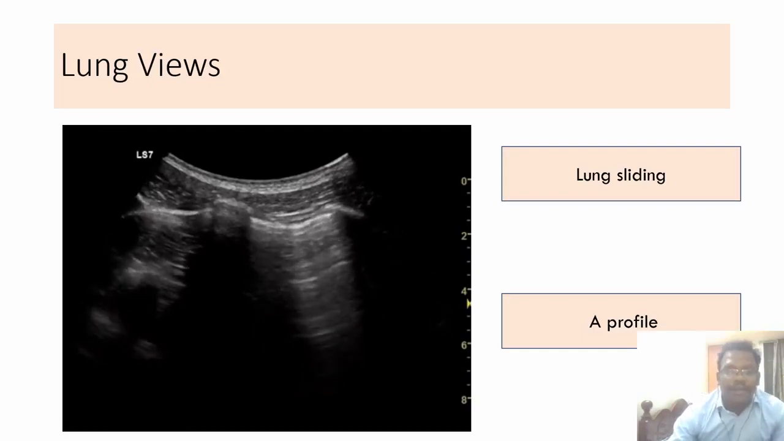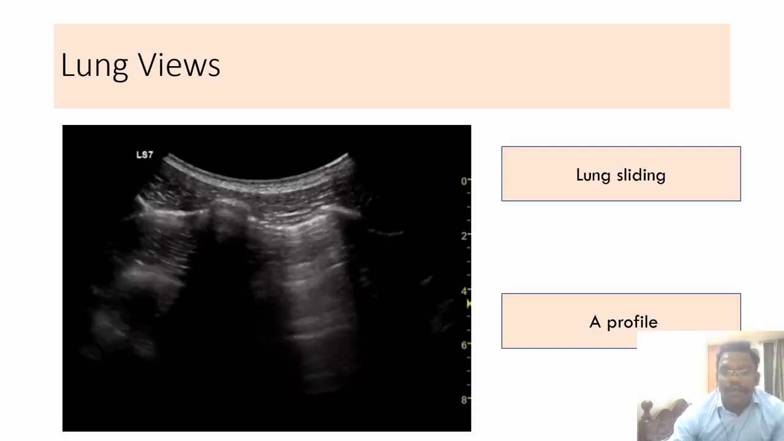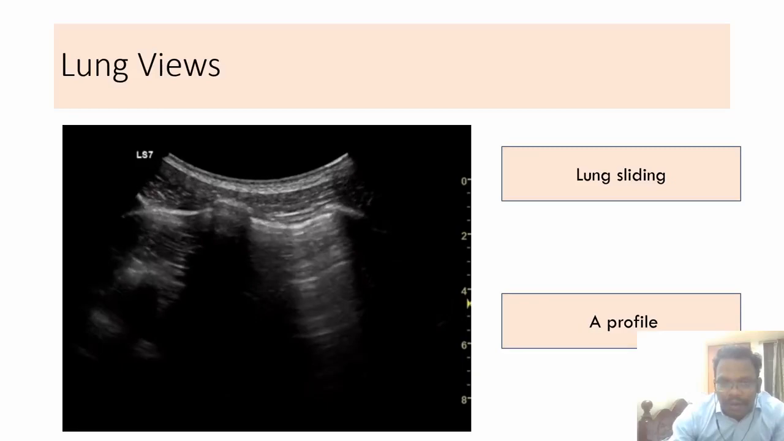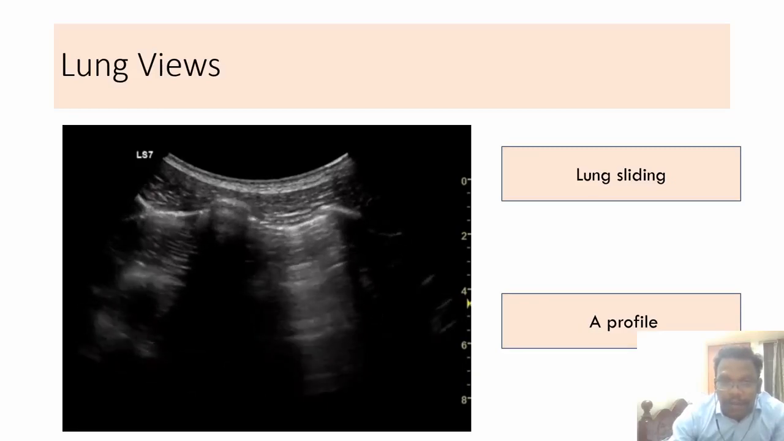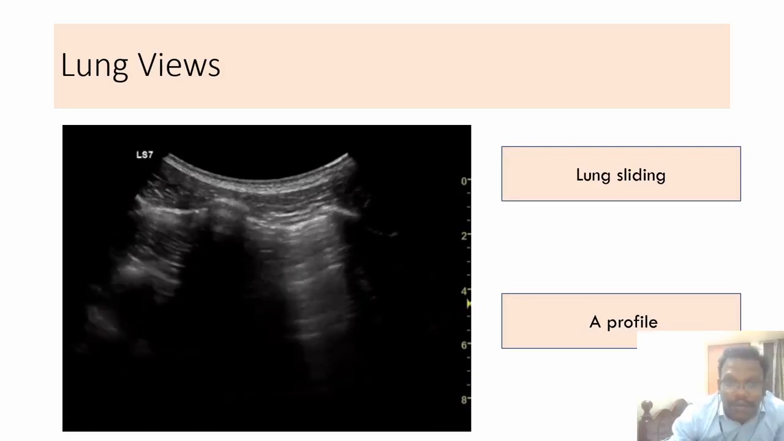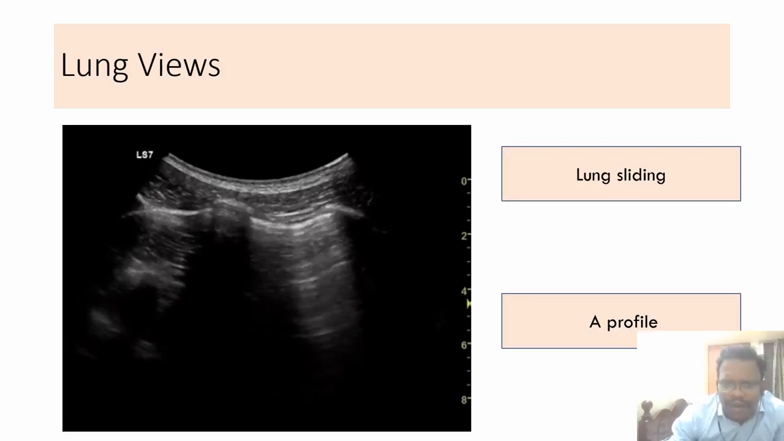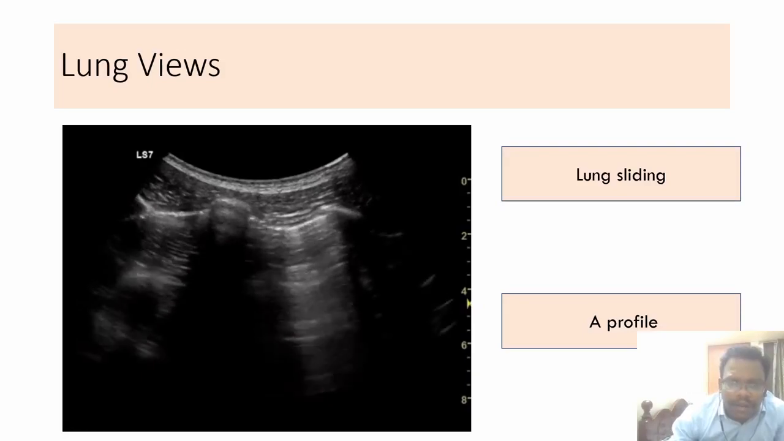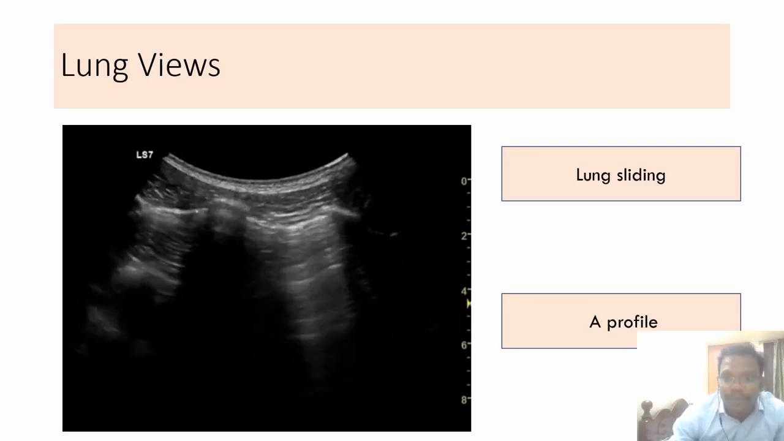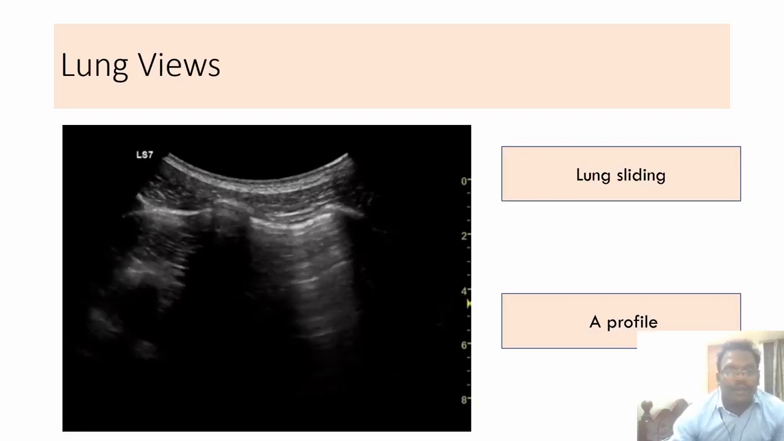In the last slide, we saw when the parietal pleura and visceral pleura move against each other, that will cause sliding movement. So you can see the sliding movement in the pleura. The sliding movement appears like an ant marching over a rope. So you can see the bright structure, and in the bright structure you can see the ant marching over the rope like movement. So this is normal lung ultrasound.